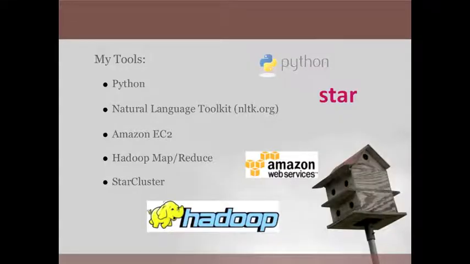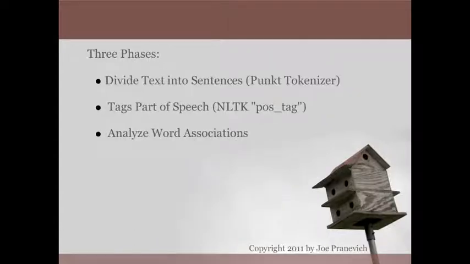This project uses Python's natural language toolkit libraries as well as MapReduce on EC2 in order to achieve the desired results. My software analyzes text in three phases. First, it breaks paragraphs into sentences. Second, it tags the parts of speech and outputs them into a key value format. And third, it analyzes the word associations.